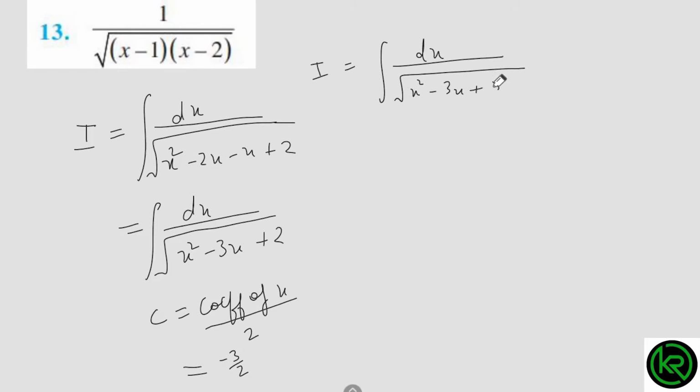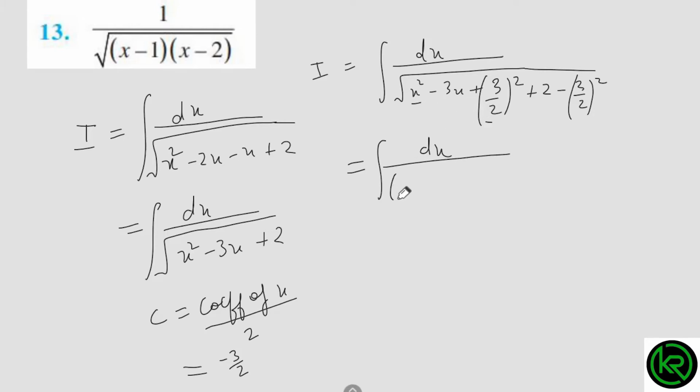We will add here (3 by 2) whole square, and here plus 2. We have to add, we have to subtract also. Here we are subtracting. So this is forming the formula a square plus b square minus 2ab. So x minus 3 by 2 whole square, and don't forget this root.